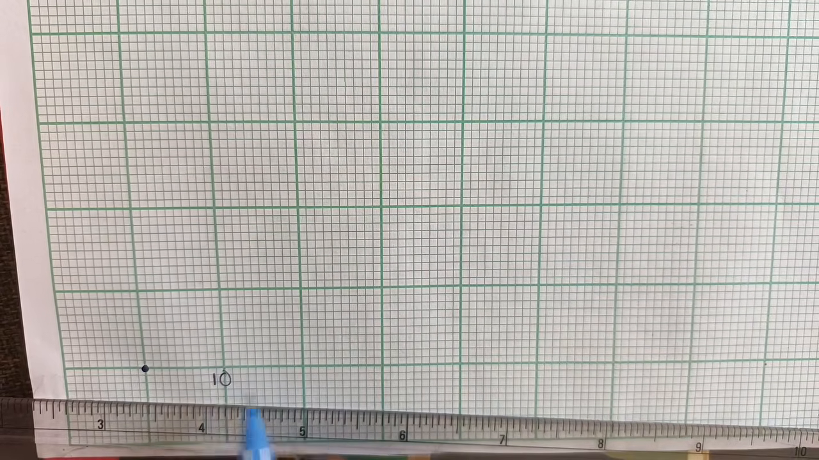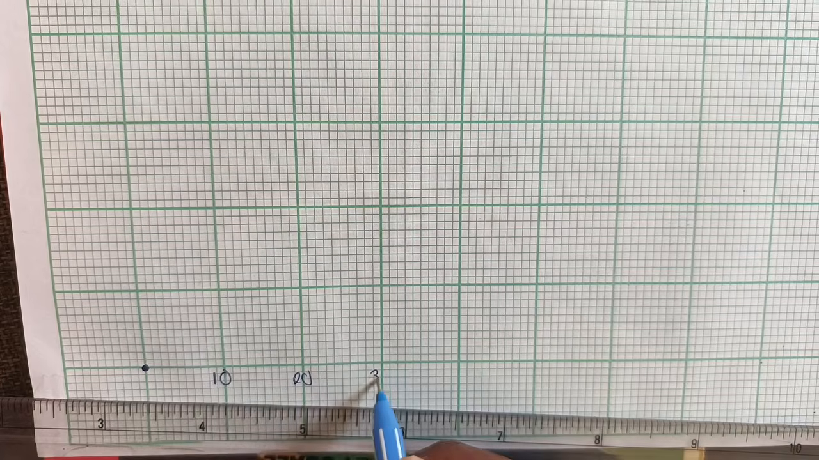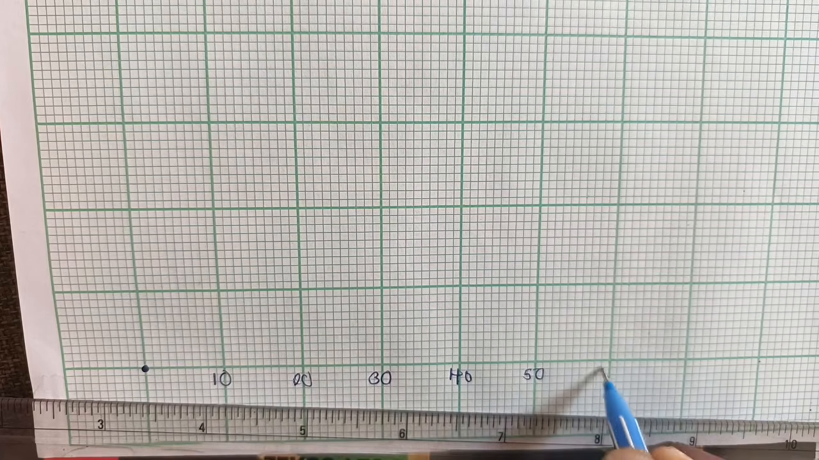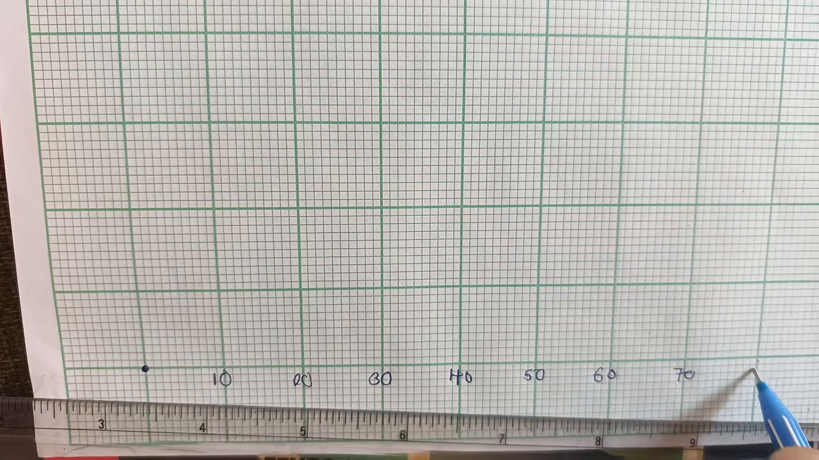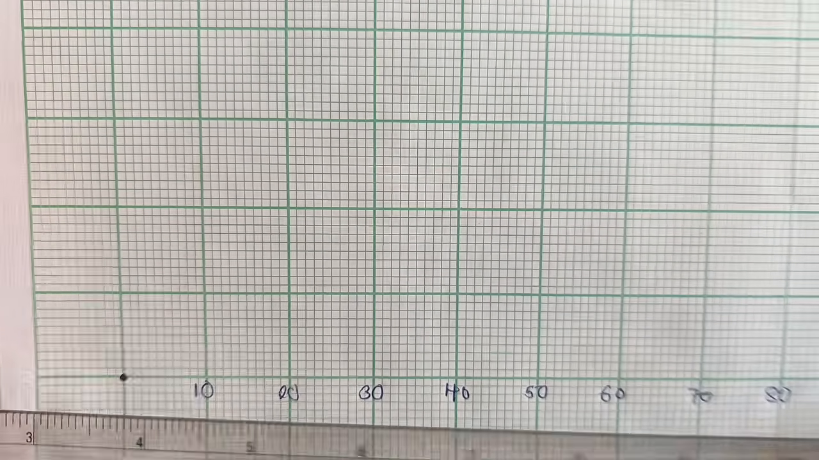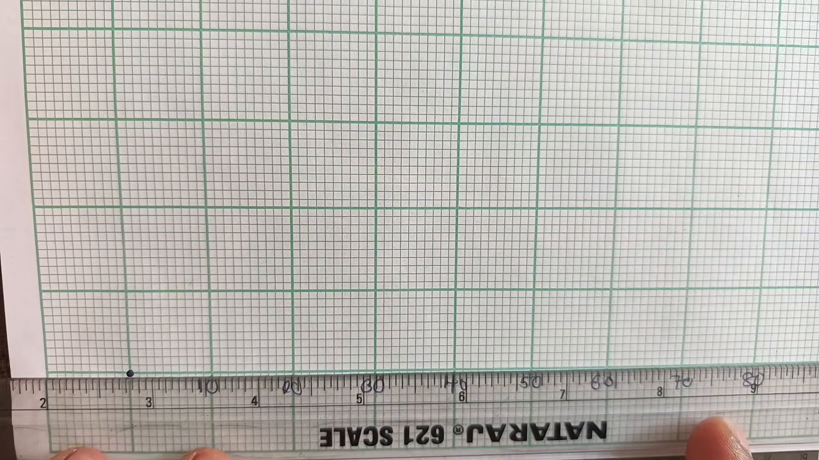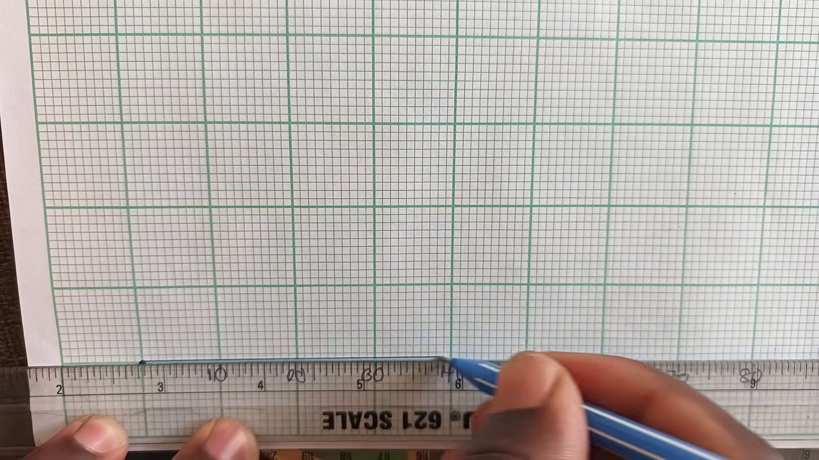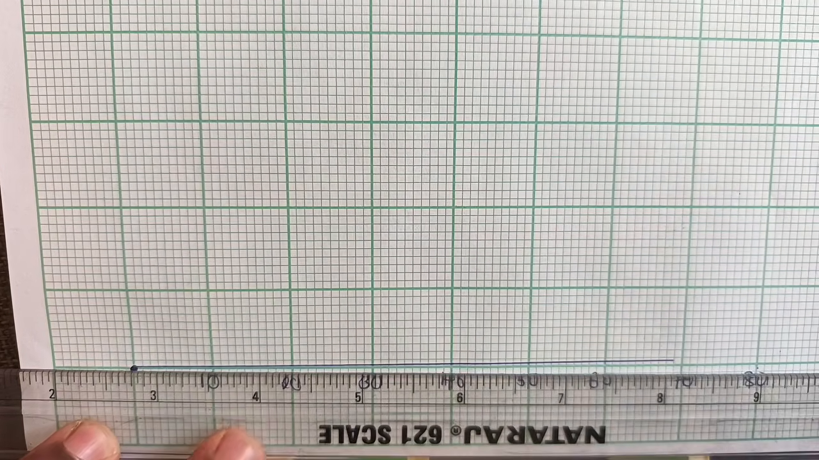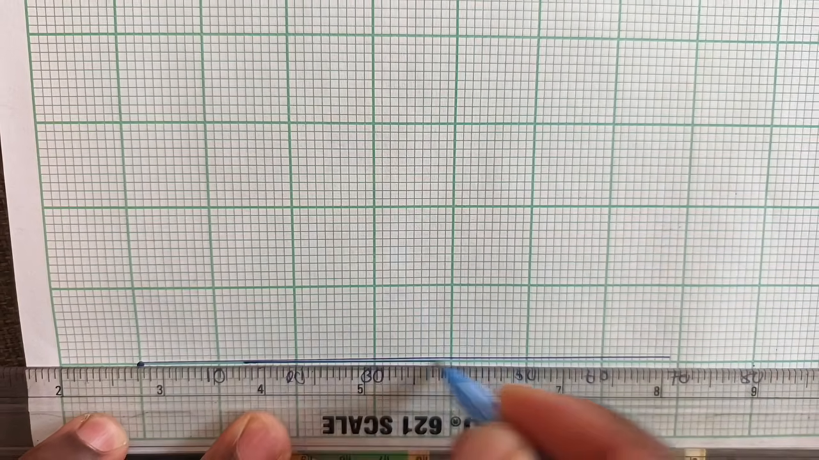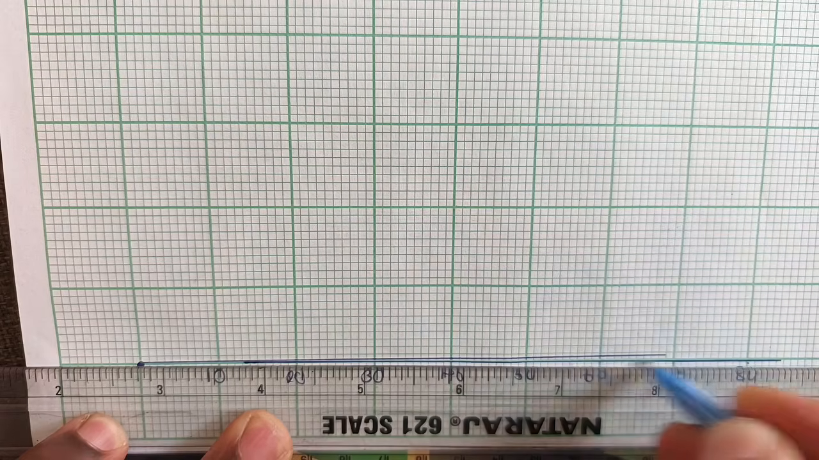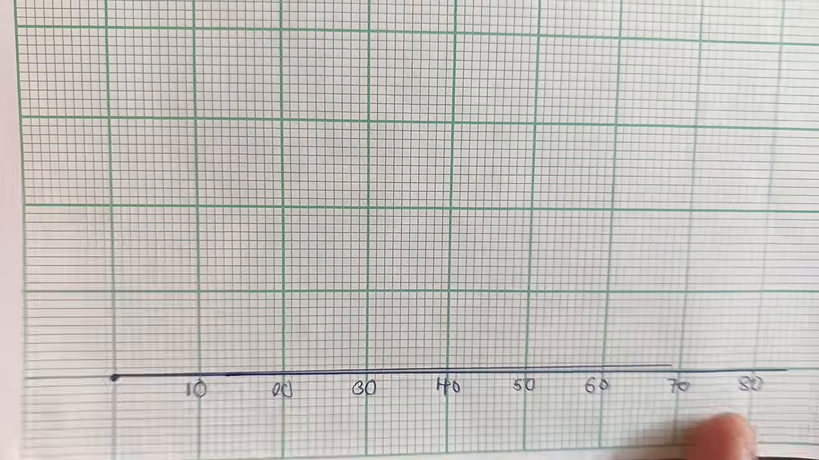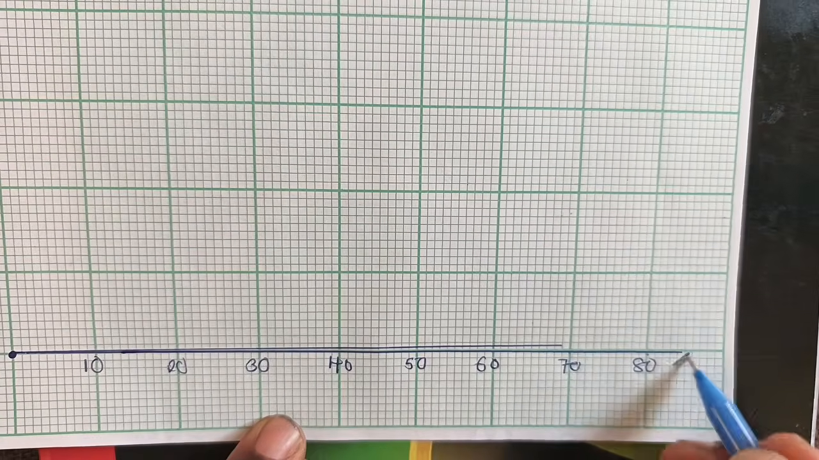So 10, 20, 30, 40, 50, 60, 70, and 80. This is where we're ending, at 80. We do our x-axis. This is our x-axis right over here. This is why you are encouraged to use a pencil, not a pen, so that when you make a mistake like I have done here, it's easier to erase. So this is the x-axis.